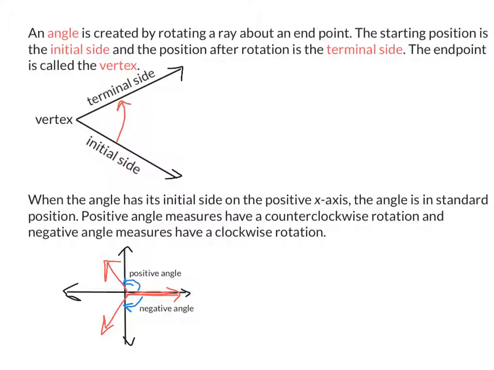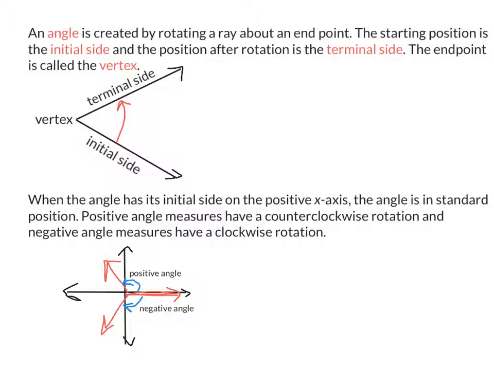Hello. In this video we're going to be talking about angles. An angle is created by rotating a ray about an endpoint. You can see in my drawing here we have an initial side that's been labeled, and we rotated around the vertex a certain amount of measurement to get to the terminal side, and the terminal side is the place where it ends.